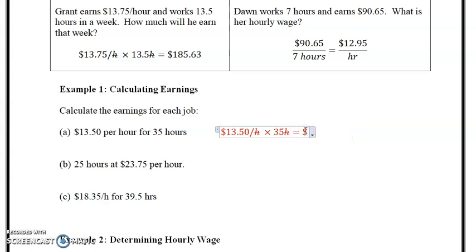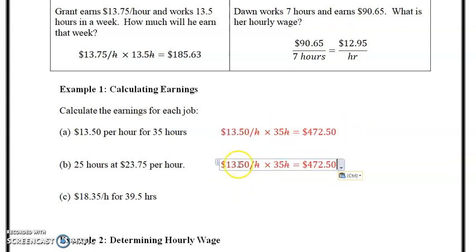I'm going to grab my calculator for that one. So 13.5 multiplied by 35, and that is $472.50. It says just 0.5, but you add the 0 in because you're dealing with money. Okay. Next one is 25 hours at $23.75 per hour. We'll do the same thing.